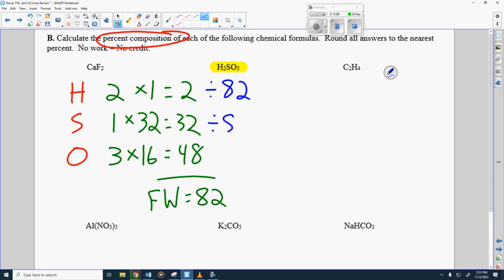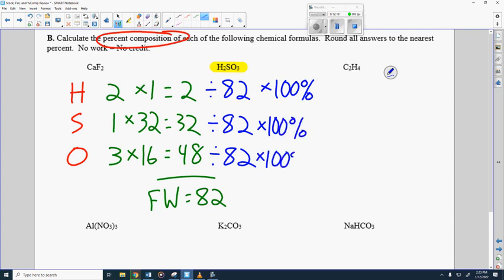And this will give me some sort of decimal, okay? It'll be less than 1, a kind of small number. And then to clean them up and make them a nice clean percent, I'm going to go ahead and multiply each of those by 100%, just like this. Okay? So now, I'm going to go ahead and just plug this into my calculator.